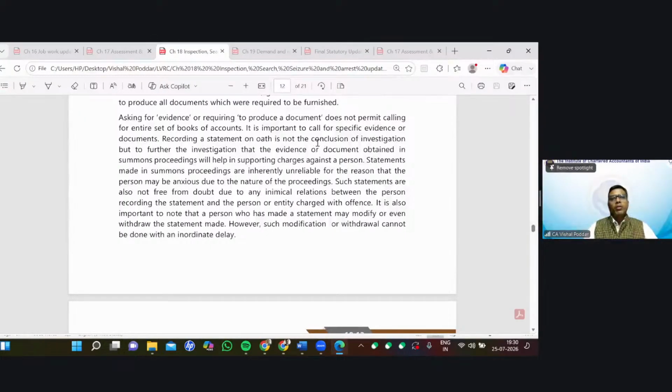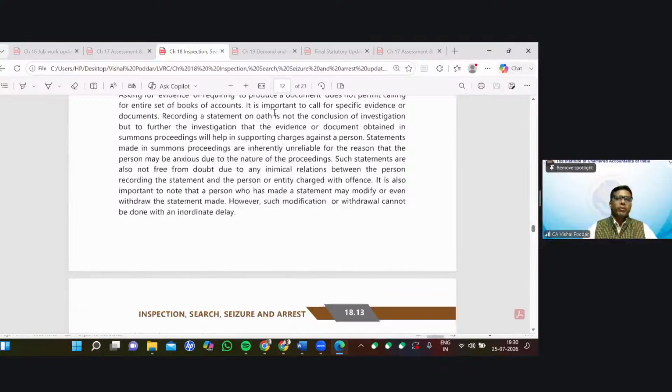Recording a statement on oath is not the conclusion of the investigation, but in fact, it is the starting point of the investigation. So when I record a statement of a person who is summoned and that is done on oath, that will serve as evidence in future for doing the proceedings.